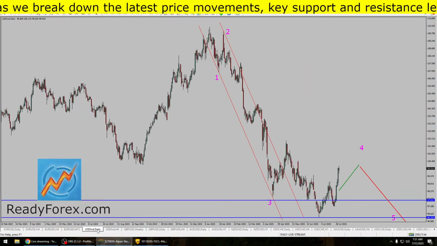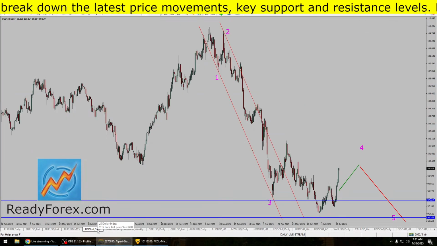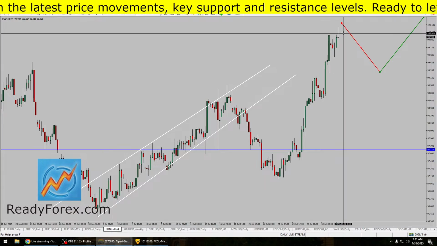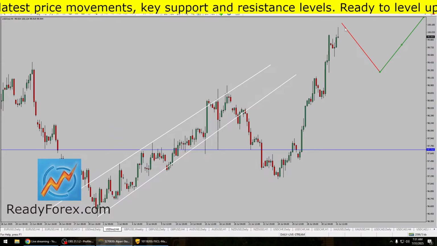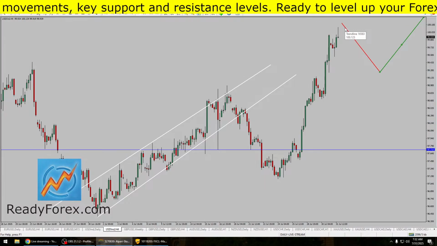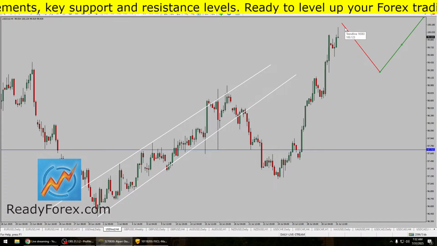So if you check out the DX, the DX is firing up, and we even got a new high over here. So this is telling me it is going to put up the pressure on the euro dollar currency pair.